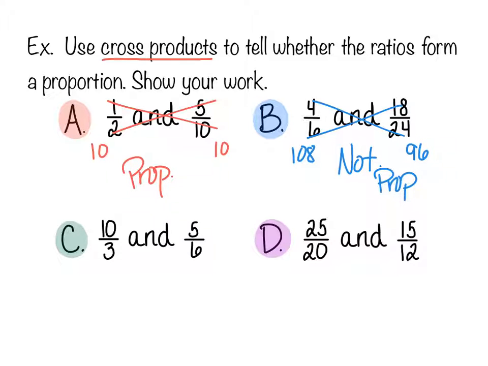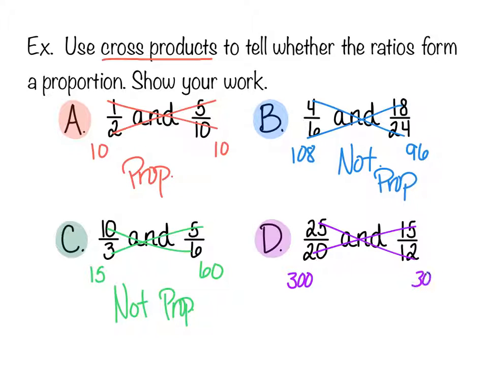Example C, 3 times 5 is 15. 10 times 6 is 60. So these are not proportional. And in example D, 20 times 15 is 300. And 25 times 12 is also 300. So these are proportional, and it's really easy to check. That's using cross products to tell if two ratios are proportional or not.